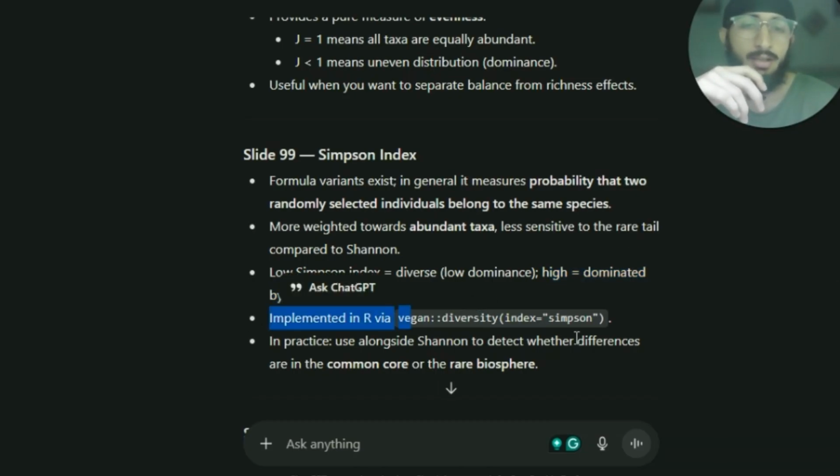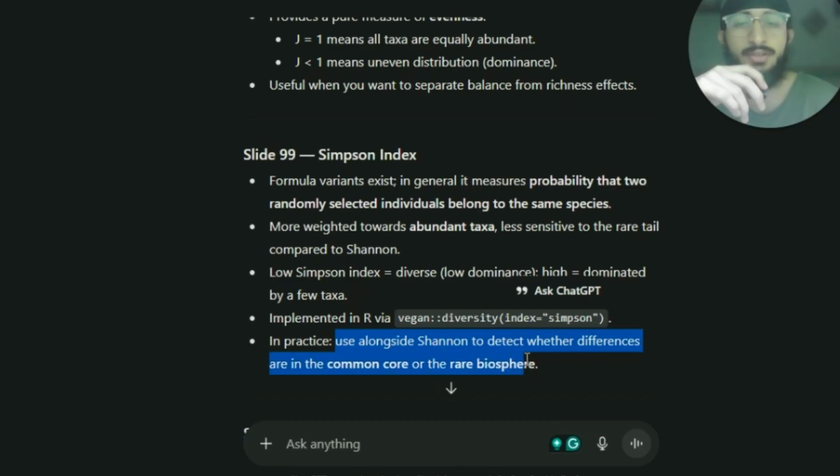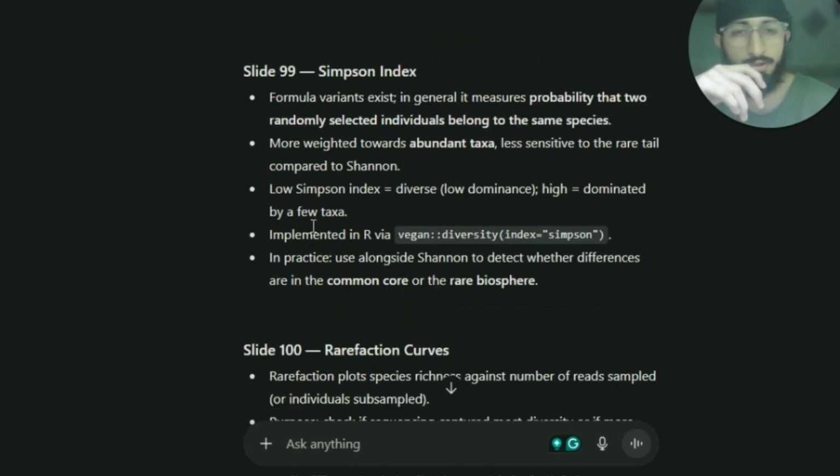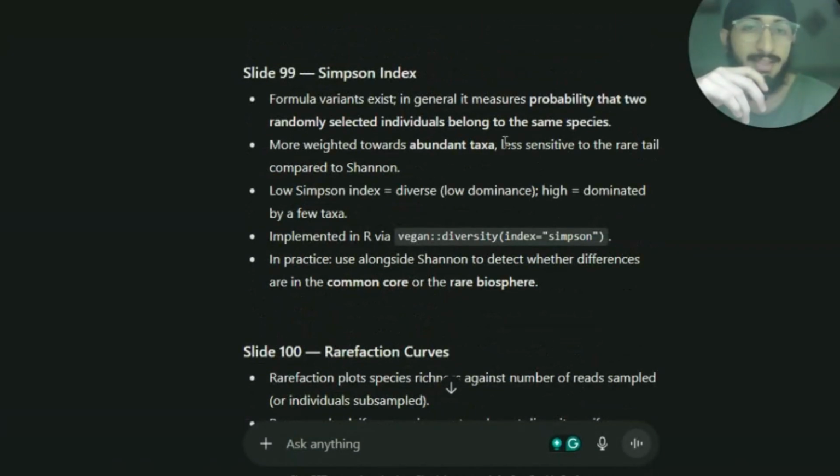It is implemented in R via vegan::diversity with index equal to simpson. In practice, we use Simpson alongside Shannon to detect whether differences are in the common core or the rare biosphere. So it measures the probability that two randomly selected individuals belong to the same species, and it is less sensitive to the rare tail compared to Shannon.